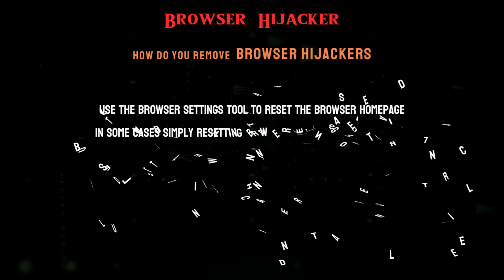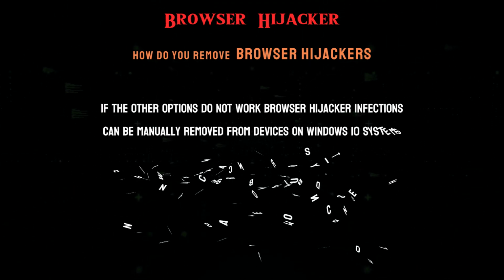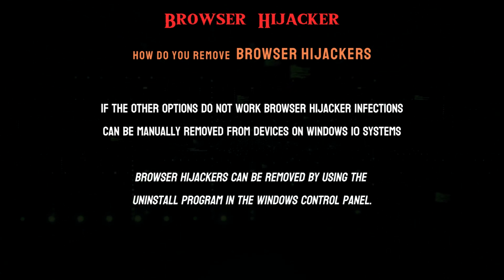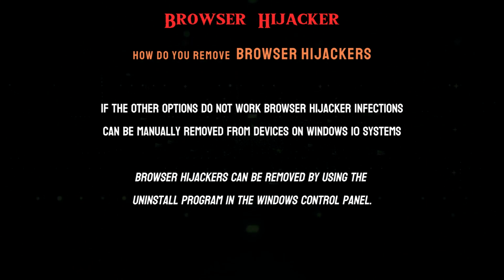Use the browser settings tool to reset the browser homepage. In some cases, simply resetting browser settings to the original defaults will remediate the attack. If not, the browser can be uninstalled and then reinstalled. If the other options do not work, browser hijacker infections can be manually removed from devices. On Windows 10 systems, for example, browser hijackers can be removed by using the uninstall program in the Windows control panel.